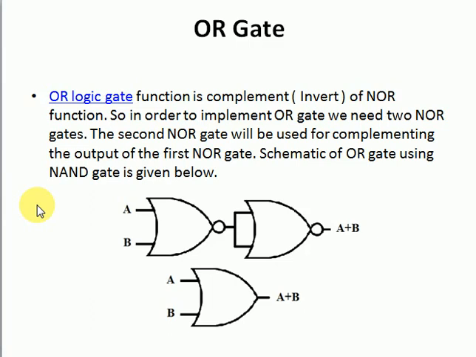So in order to implement an OR gate we need two NOR gates. Now why do we need these two NOR gates? The first gate is used to apply the inputs, and the other NOR gate is used to invert the output of the first NOR gate.